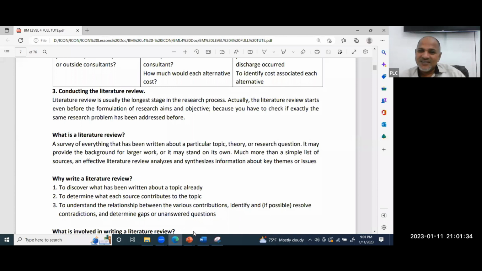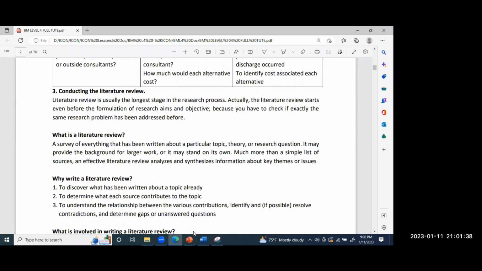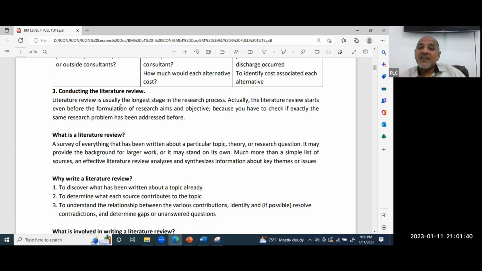Easy? Hard? This is the very problematic thing, finding the literature. Because you are going to support. You have taken your hypothesis. You have fixed everything. But the thing is, you are going to bring some evidence.